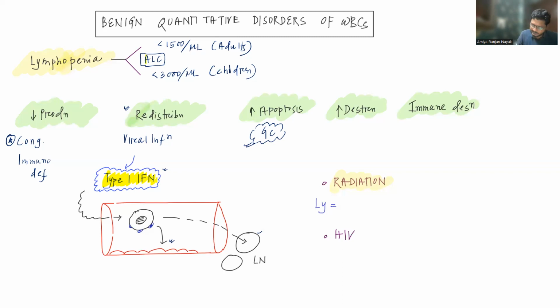Increased destruction of the lymphocytes can happen because of cytotoxic chemotherapy and radiation. And we have to remember that lymphocytes are the most sensitive blood cells to radiation related injuries. So radiation can damage the lymphocytes much more compared to any other cells. And also HIV infection can cause lymphocyte destruction. Immune mediated destruction is classically seen in patients with systemic lupus erythematosus. Okay, so these are the causes for lymphopenia.